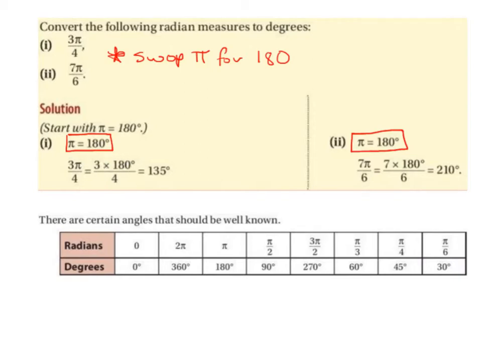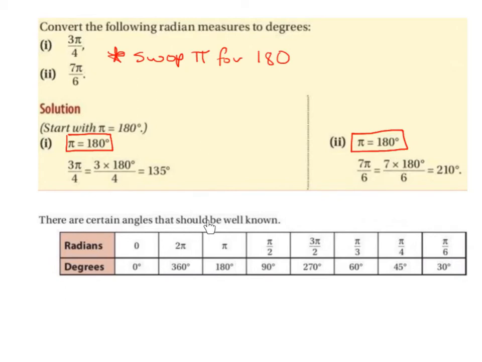And we obviously multiply because the 3 and the pi are stuck together, and anything stuck together in maths means multiply. So we get 3 multiplied by 180 and divide that by 4. And we get 135 degrees. Then we do the same with 7 pi over 6. We know that pi is equal to 180 degrees, so we swap the pi for 180 with a multiplication symbol in between. And 7 multiplied by 180 divided by 6 is 210 degrees. So 3 pi over 4 is equal to 135 degrees, and 7 pi over 6 is equal to 210 degrees.